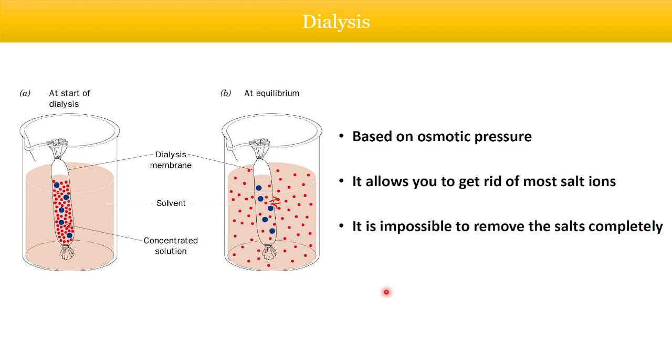The other way of separating the organelles from the proteins is via dialysis. In dialysis, you have these cell homogenates and you have a dialysis membrane. This is the solvent, and this is the cell homogenate or the concentrated solution. So when you dialyze it, what happens? There is an exchange between the two mediums based on the osmotic pressure. It allows us to get rid of most of the salt ions, although it is impossible to remove all the salts completely, because there is an equilibrium. Even if it is zero salt on one side and you have 100 millimolar salt on the other, there will always be an equilibrium reached. So you cannot completely get rid of all the salts, but mostly it helps to get rid of the small molecules.